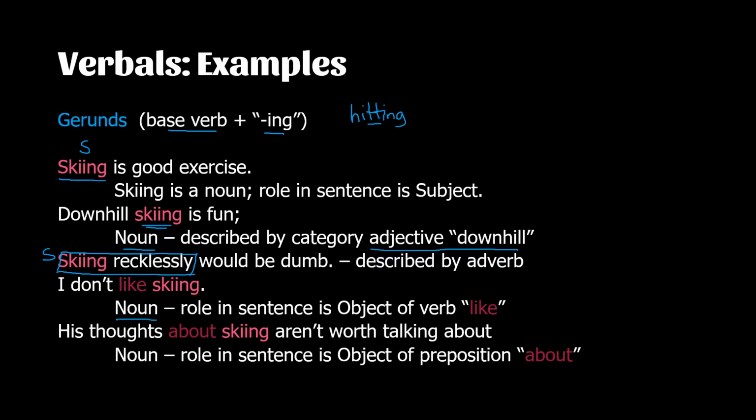Sometimes a noun is the object of a verb. In this case, I don't like skiing. Like is the verb of the sentence, and skiing is the object. So this is also a noun role.